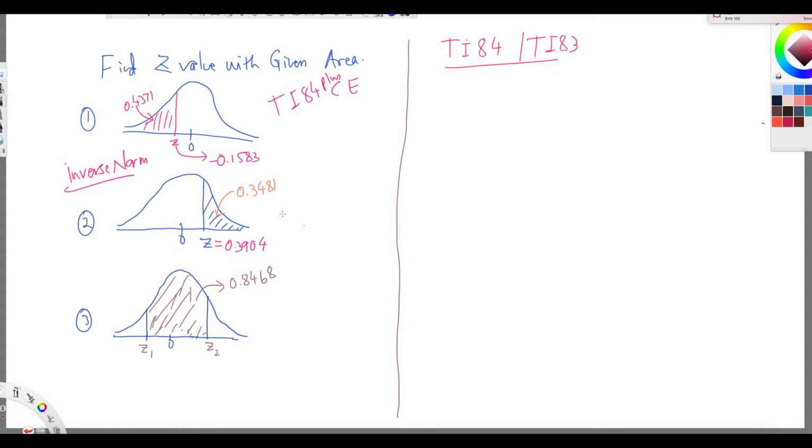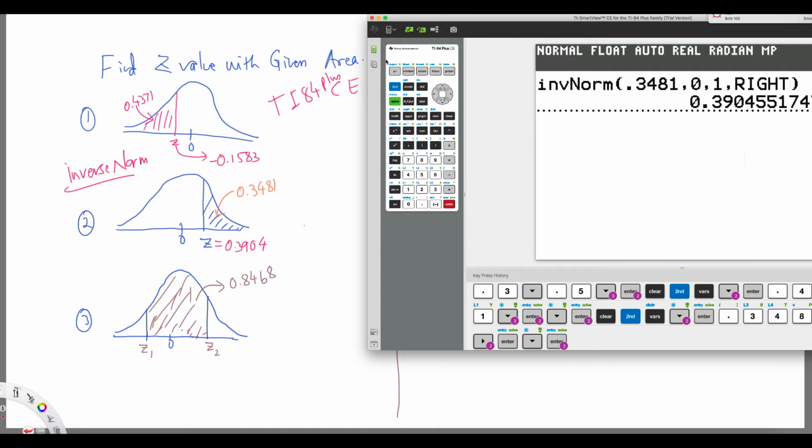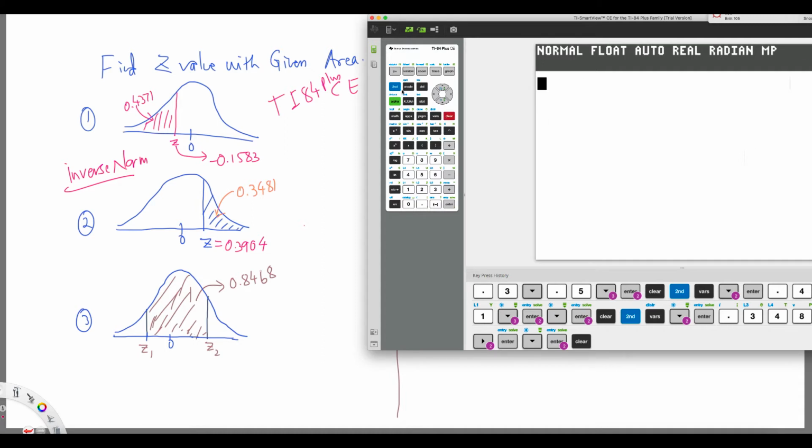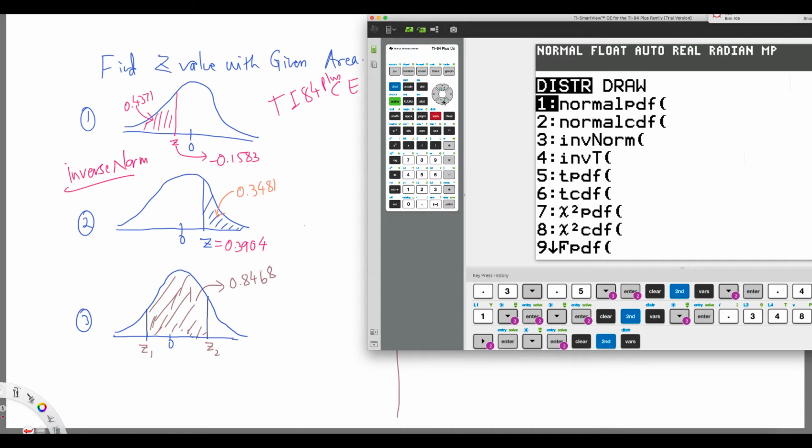Now the last one has the area in the middle. How do you do that? Do exactly the same thing. Second VARS, go to inverse norm, since you are finding the G value and the area is given. If you are finding the area, you use normal CDF. But if you are finding the G values, then you use inverse norm.